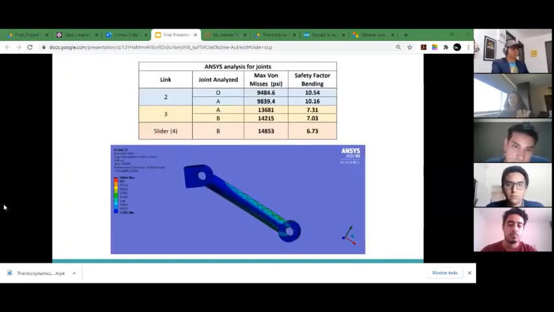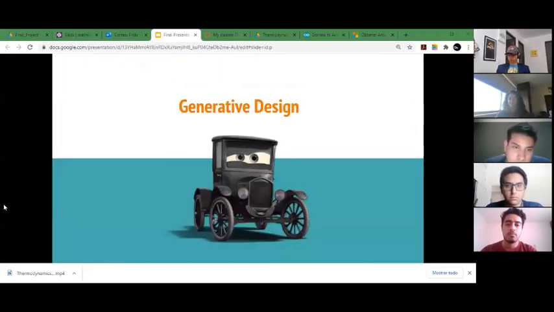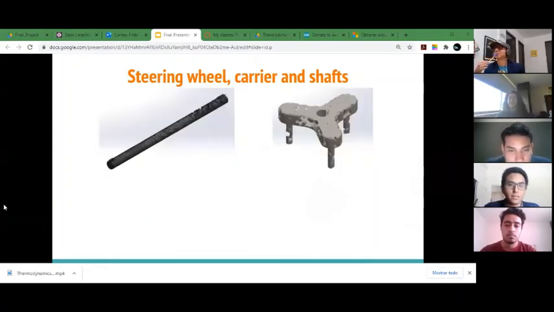Here we have the safety factor for the static analysis, and this is the simulation for the deformation of the static analysis. This was our bearing selection. We wanted to make sure that every joint in every lane had a bearing. First, we have the sun shaft bearings, then the shaft bearings, and finally the mechanism joint bearings. Generative design. In our generative design, we put 5 mechanisms and 4 supports, 2 shafts, a carrier and a steering wheel.